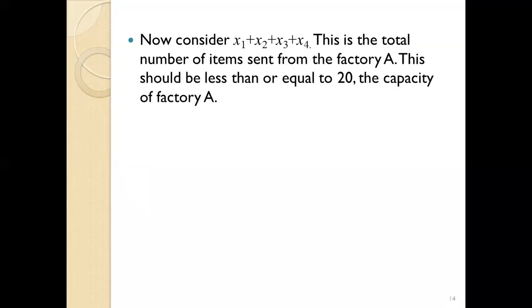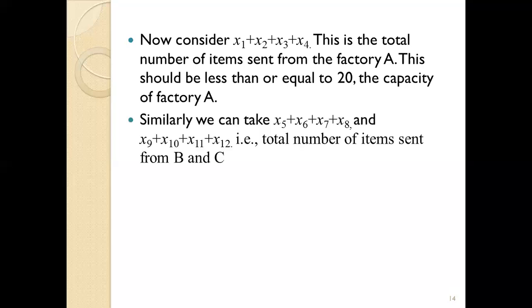Now, let us formulate the constraints. If I take the expression x1 plus x2 plus x3 plus x4, what is the meaning of it? It is the total number of items sent from factory A. But we know that the capacity of factory A is 20. Therefore, the total number of units sent from factory A cannot exceed 20. That means x1 plus x2 plus x3 plus x4 should be less than or equal to 20. That is one constraint. Similarly, we can write the constraints for the other 2 factories as well. Altogether, we have 3 constraints for factory capacities.